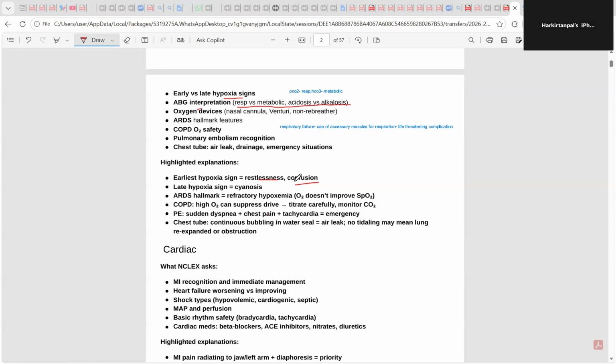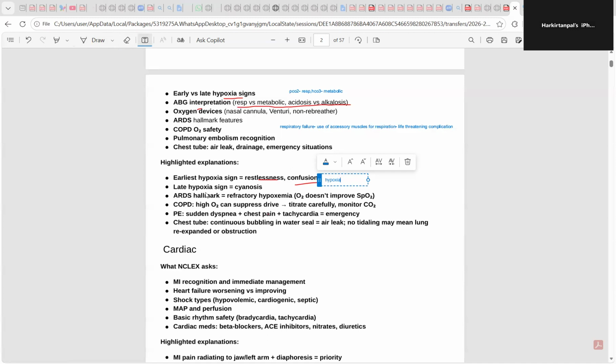That means the confusion. Why? Because the brain cells are starving of oxygen, and that can be manifested as confusion. Restlessness also indicates hypoxia. Confusion and restlessness both indicate hypoxia, so we need to check the patient immediately.